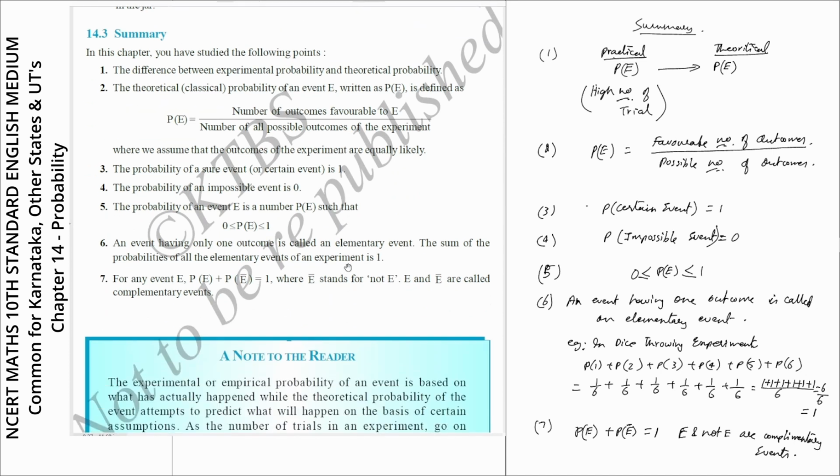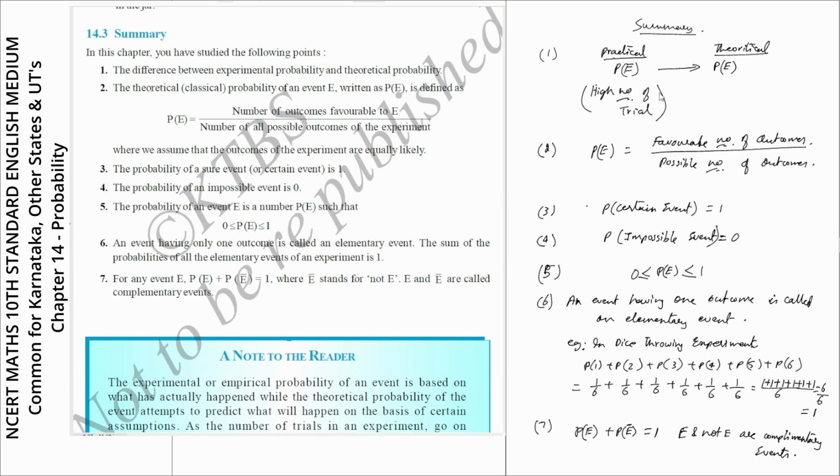And the next is summary. In this chapter we have studied the following points. The difference between experimental probability and theoretical probability: experimental probability may be slightly different from theoretical probability, but if a high number of trials is done, then the practical probability also will be equal to theoretical probability.